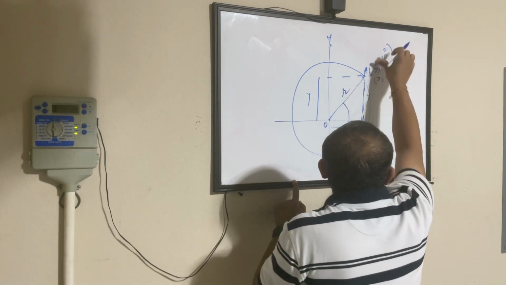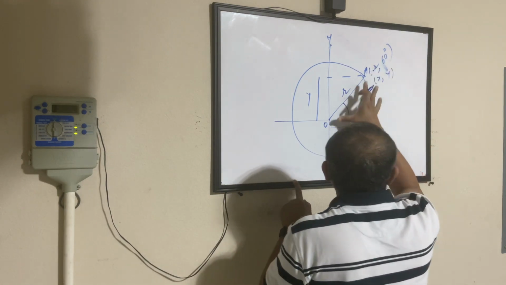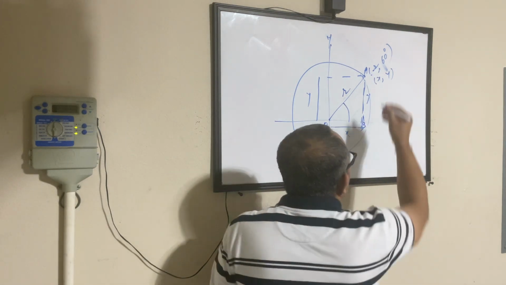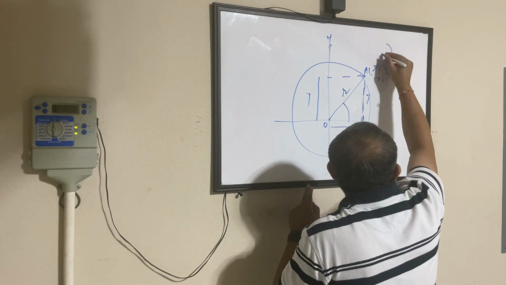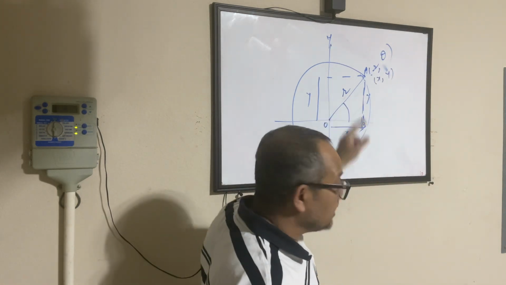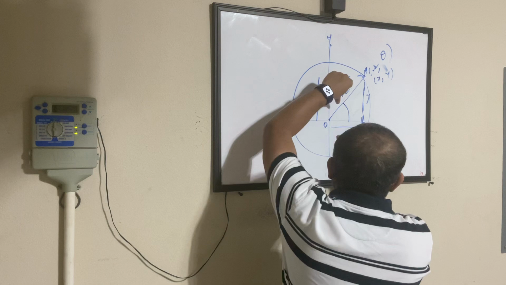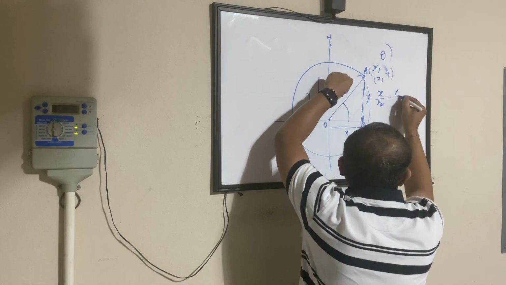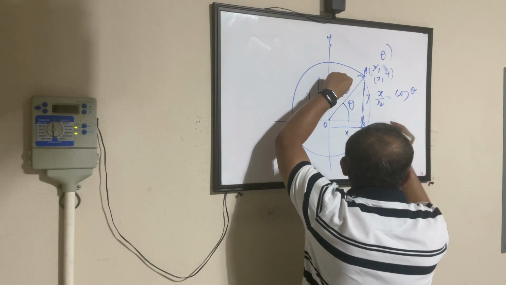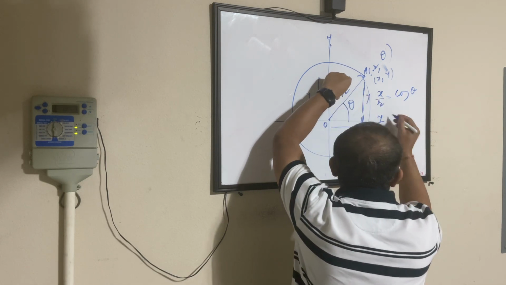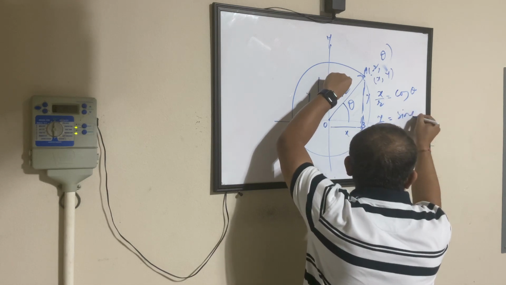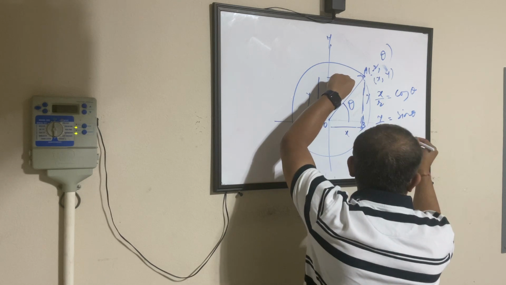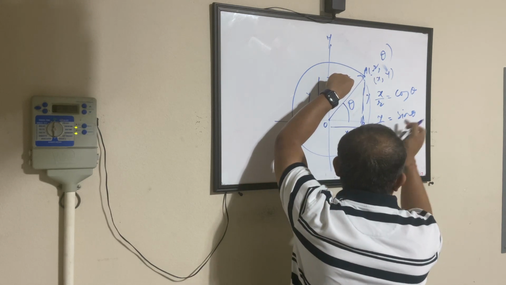I'll call this R, which is one of my polar coordinates, and the degree is, instead of 60, I'll say this is theta. So if you relate it, same SOHCAHTOA, x by R is equal to cos of theta, and y by R is sin theta. That means x equals r cos theta, y equals r sin theta.